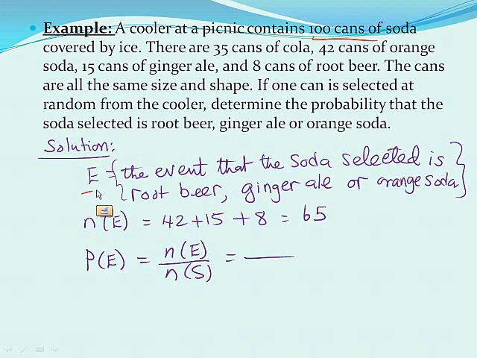So we are going to define the event E to be selecting a root beer, ginger ale, or orange soda. And there are 65 cans of this type, adding 42, 15, and 8. According to the probability formula, the probability of E will be the number of outcomes in E divided by the number of outcomes in the sample space. So that will be 65 divided by 100, since there are 100 cans, which is the denominator here. So the probability of E becomes 0.65.